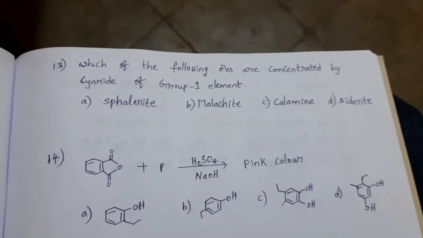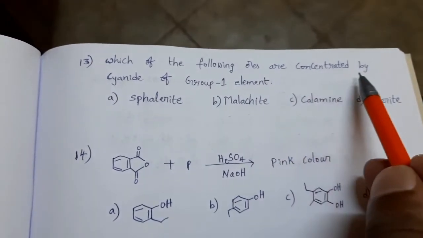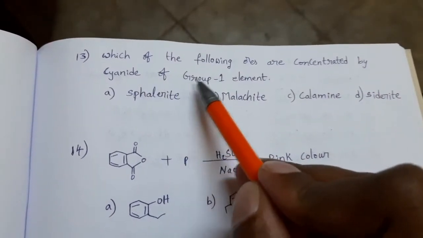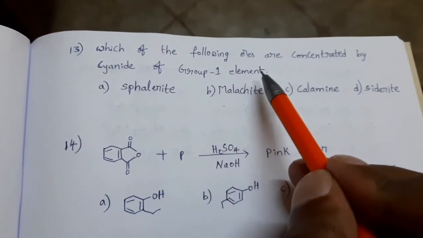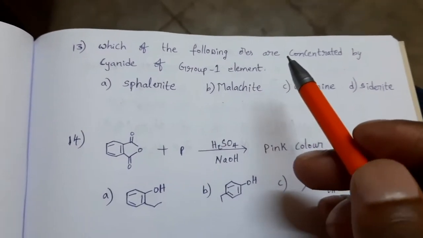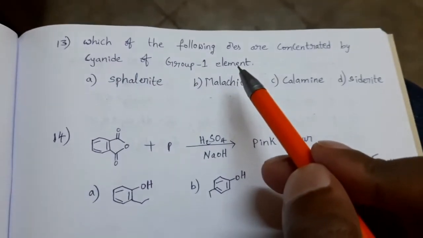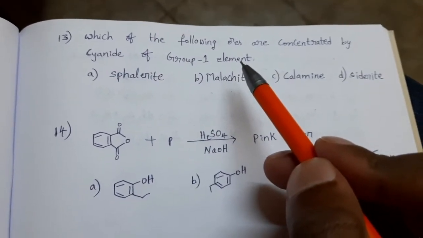Now see the next question. Which of the following ores are concentrated by cyanide of group 1 element? Cyanide of group 1 element means NaCN, KCN like this. So this question is related to general principles and isolation of elements.